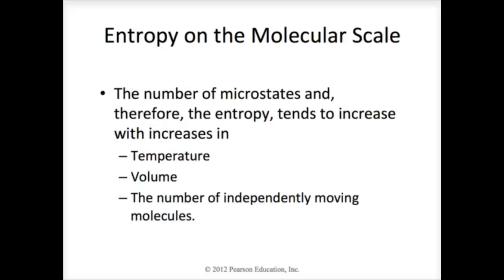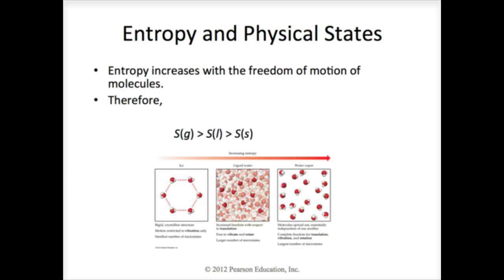This means that temperature, volume, and the number of independently moving molecules impact the microstates. It impacts the entropy. And that's the main thing here, because ultimately, it's these things that we care about in terms of impacting entropy. And we see this carried out in our physical states, so that the entropy of a gas is greater than the entropy of a solid.